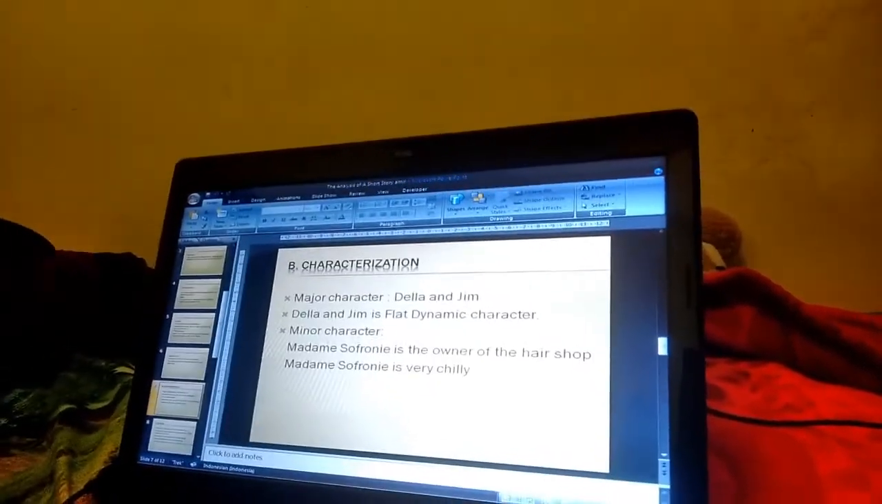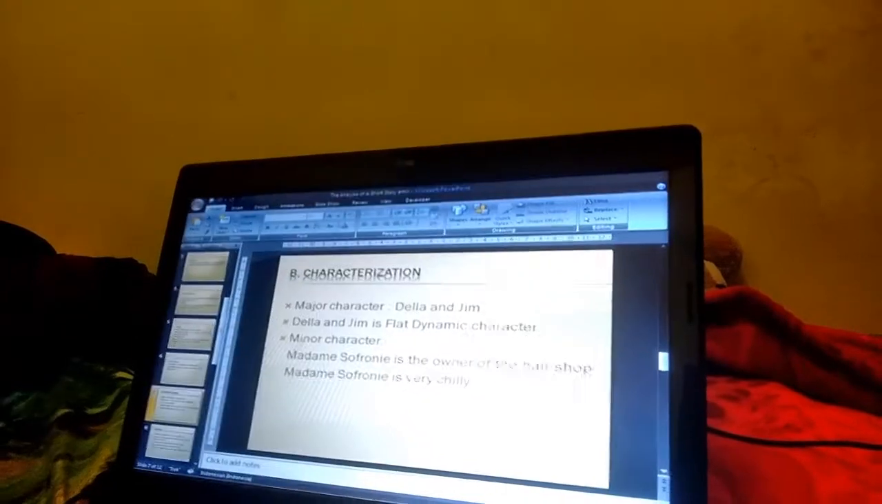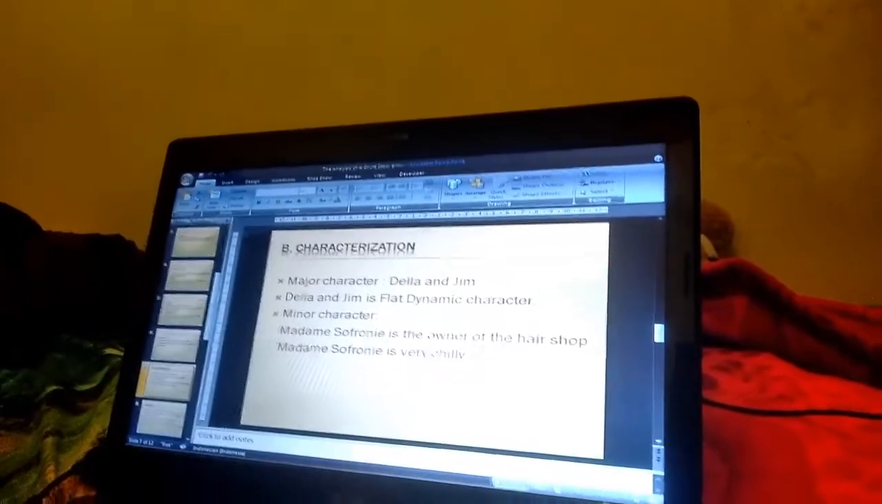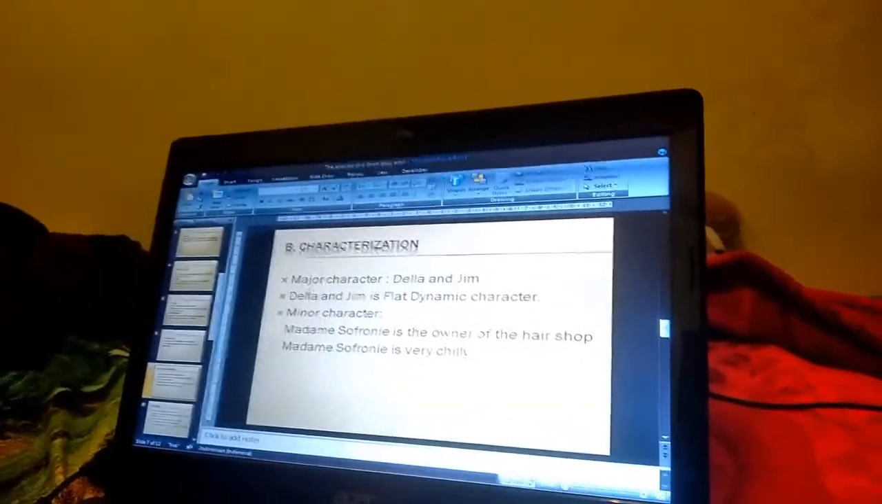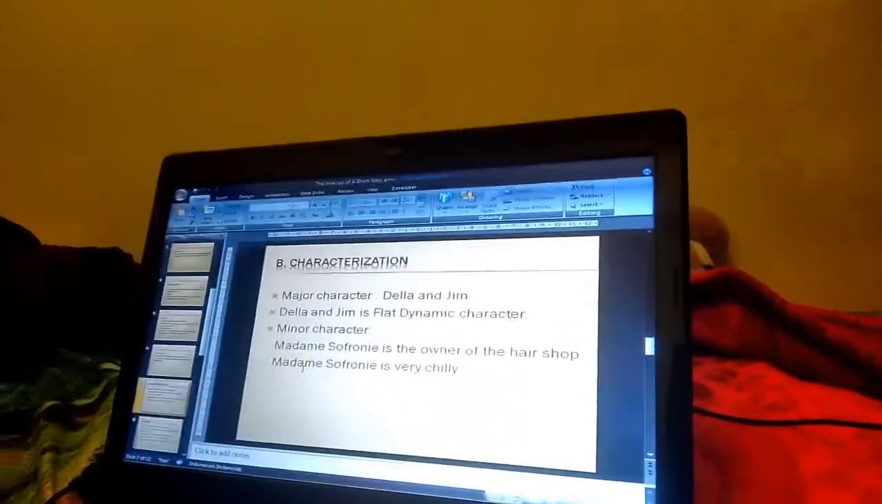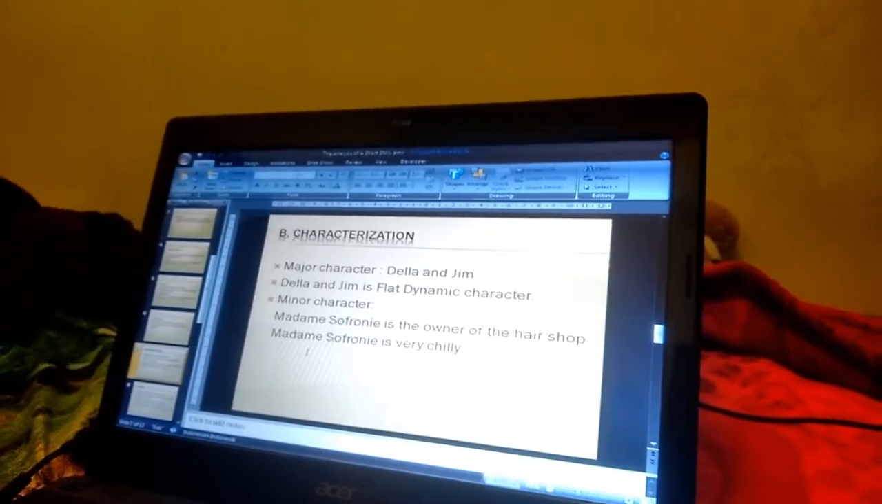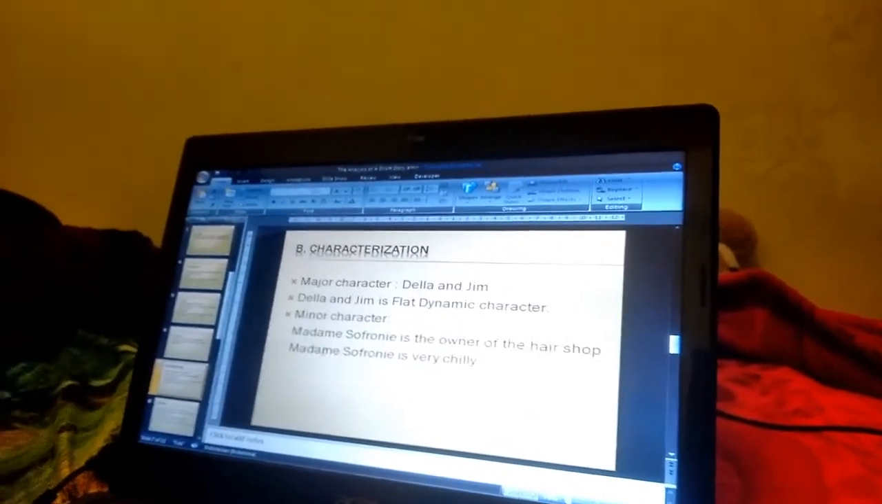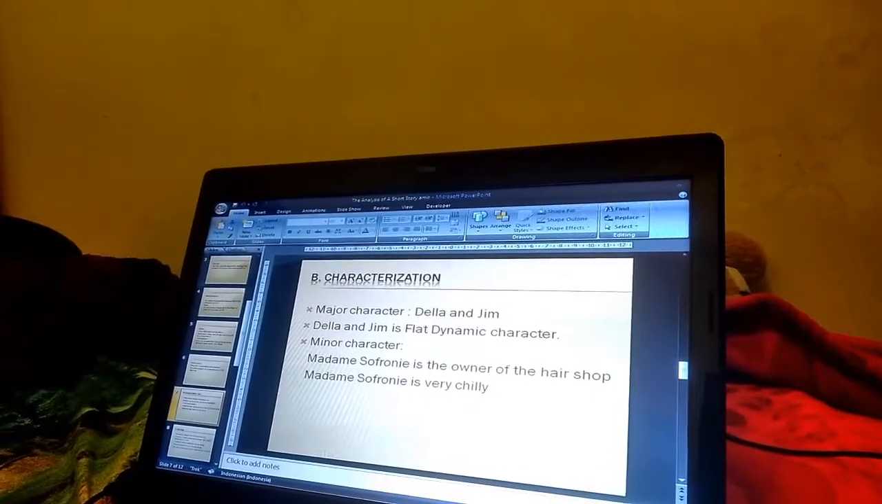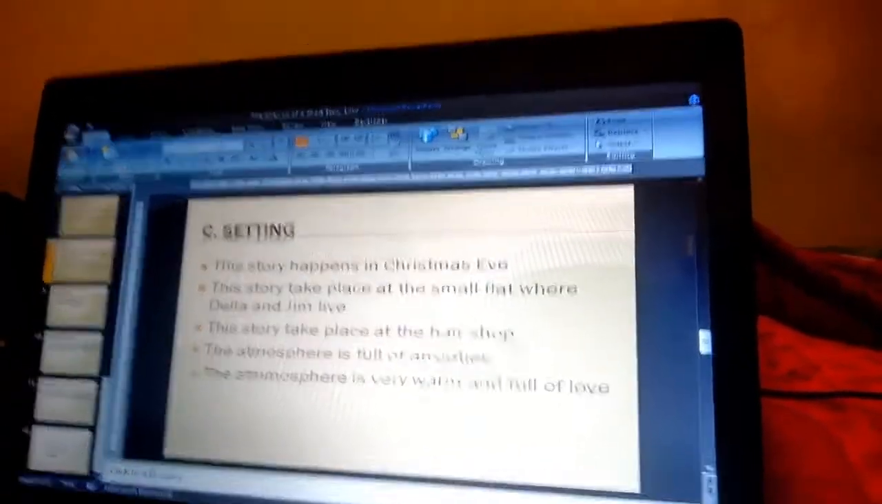And also the minor character in this story is Madame Sofronie. Madame Sofronie is the owner of the hair shop. Madame Sofronie is the one who buys Della's hair, but Madame Sofronie is very chilly because she just thinks that it's about business, not about feeling, not about love. Right. And now I'm gonna explain the setting.